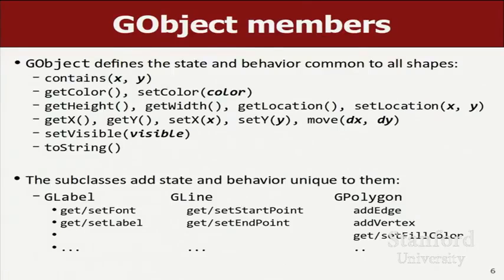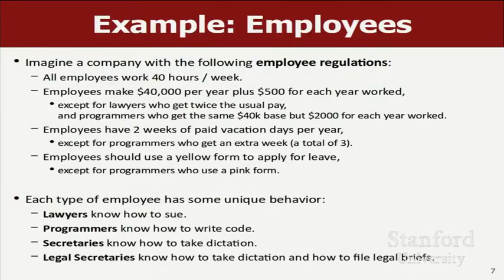Here are some of the members it has. I'm not going to spend time on that. But the point is that anything that every kind of shape can do, you put in a superclass, like having a color and a position and being visible or invisible. That's all stuff that basically every shape would want. You put that up there, and anything that's specific to a certain kind of class, you put down in the subclass file. Okay?